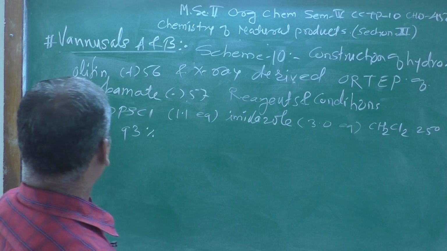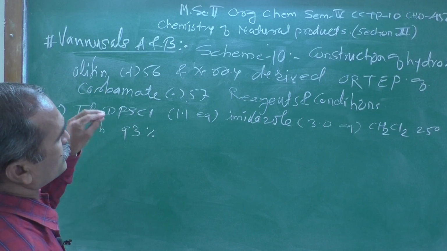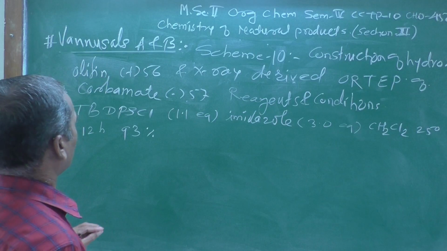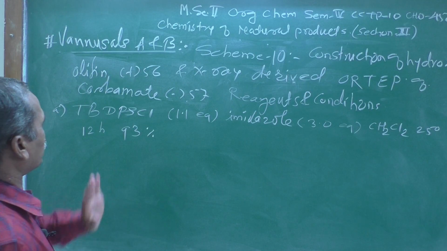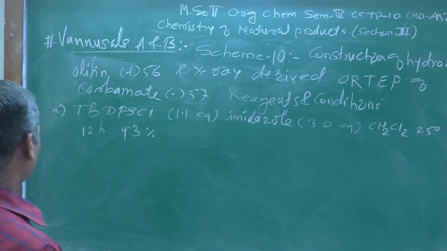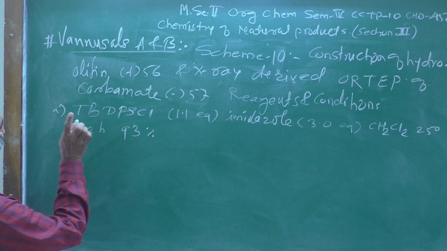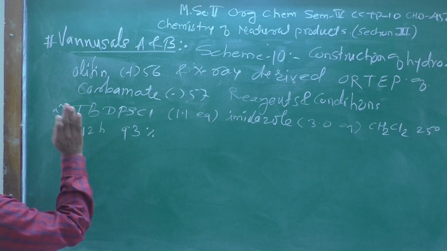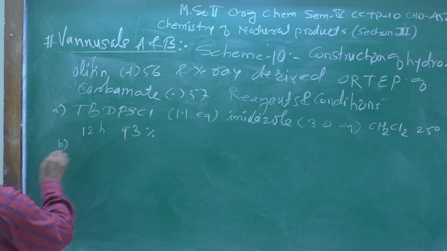Here TBDPSCl, as we know, is used for the protection of the hydroxyl group, the OH group, may be primary, secondary or tertiary, whatever it may be, it gets protected. So generally here the secondary alcohols are there, and therefore it is utilized to protect the secondary alcohol here.